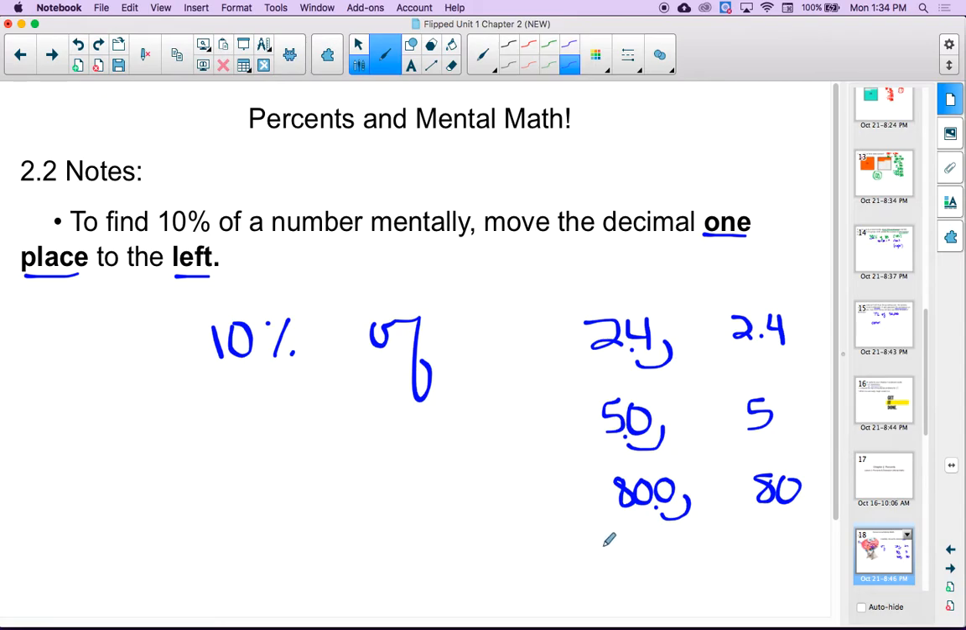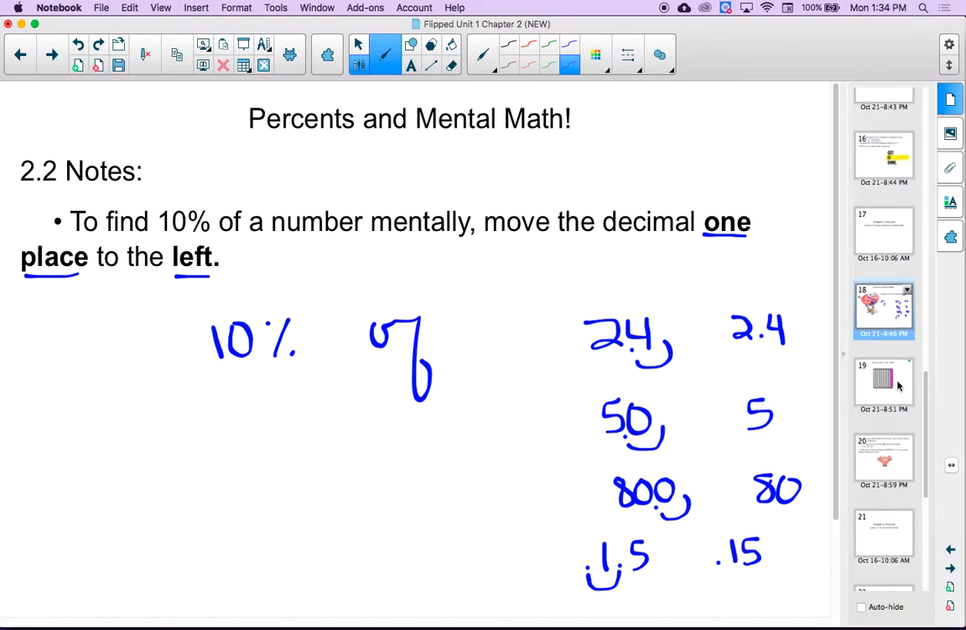We'll see one more of these. If I wanted to find 10% of 1.5, take my decimal, move it one place to the left, and I get 0.15. Easy, easy, quick. This is how mental math works with percents. We're focusing on the 10% mark.